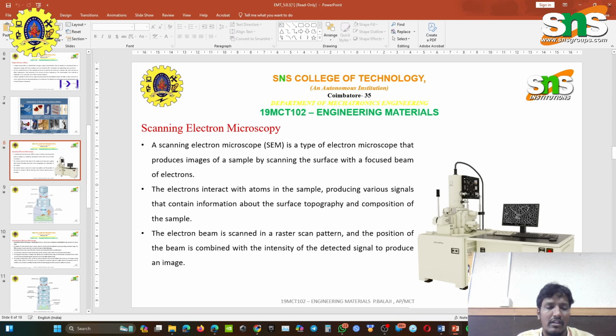And today, as I already said, we are going to discuss the scanning electron microscope. The scanning electron microscope is a type of electron microscope that produces images of a sample by scanning the surface with a focused beam of electrons. The electrons interact with the atoms, producing various signals containing information about the topography, which means the surface of the material, and the composition of the sample. The electron beam scans in a raster scan pattern, and the position of the beam is combined with the intensity of the detected signal to produce an image.